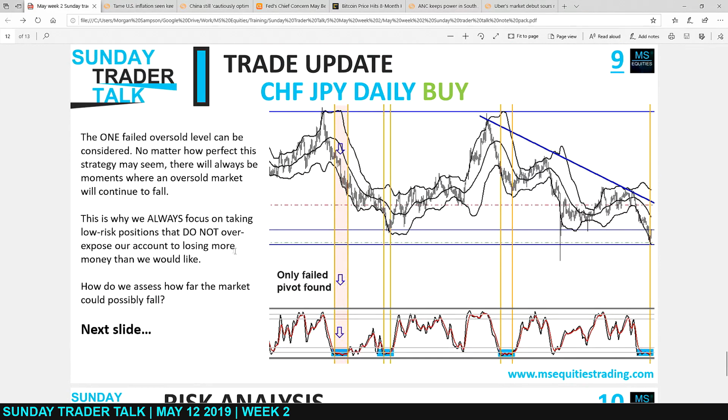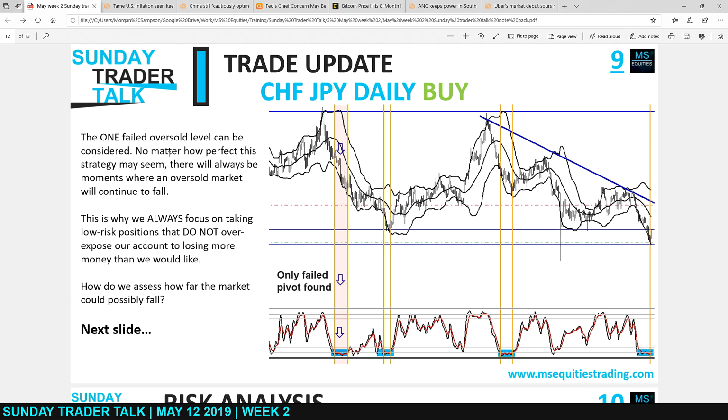So the one failed oversold level can be considered. No matter how perfect this strategy may seem, there will always be moments when an oversold market will continue to fall, and vice versa, an overbought market will continue to rise. Like I showed you with USD CAD on the monthly chart, you just had months and months and months of the market staying fully overbought, and it can really break you and damage your trading account. This is why we always focus on taking low risk positions that do not overexpose our accounts to losing more money than we would like.